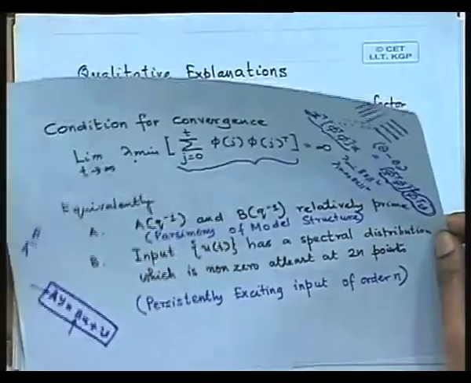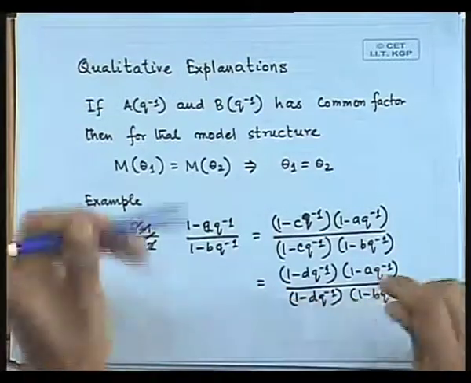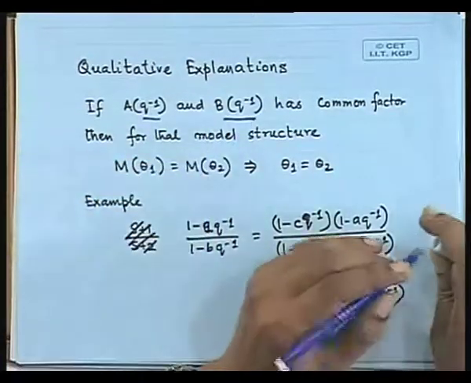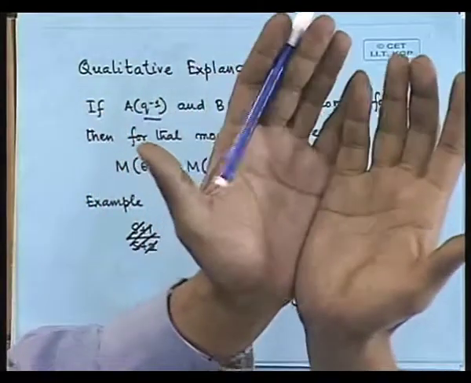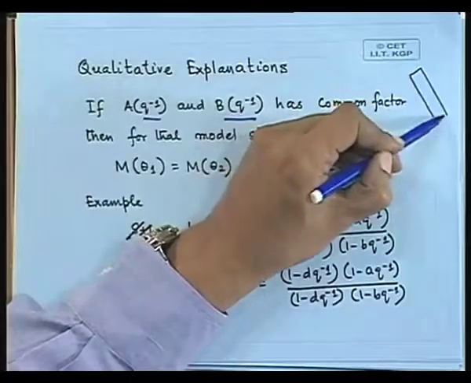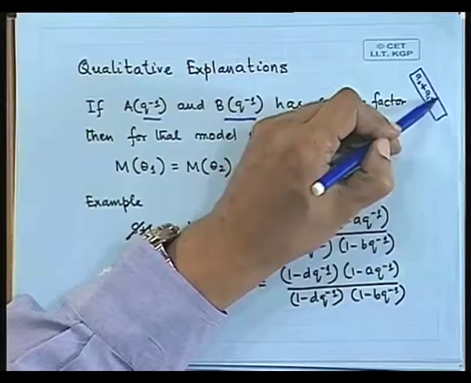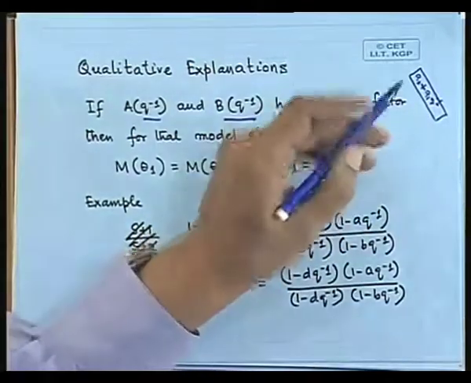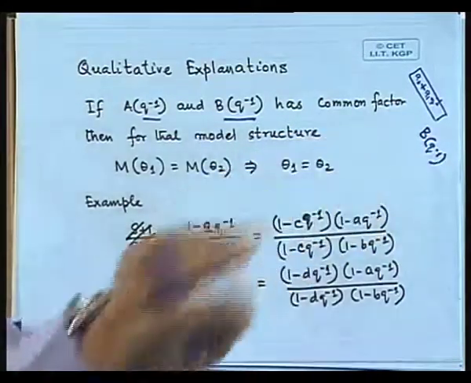The first thing is what I have said, that if A(Q inverse) and B(Q inverse) have common factors... What are we doing in identification? Identification first specifies a structure of A and B. So you say that A is equal to A0 plus A1 Q inverse, etc. And similarly it specifies a structure of B(Q inverse), and in that structure it now looks for parameters.